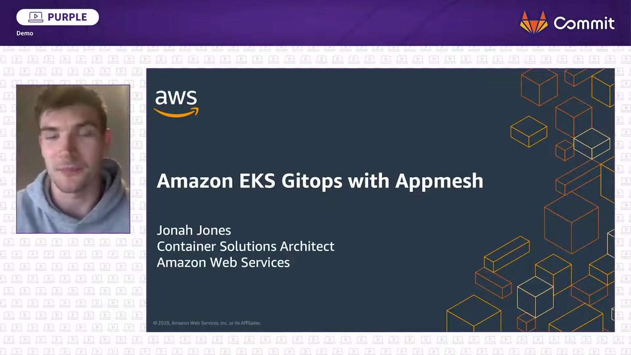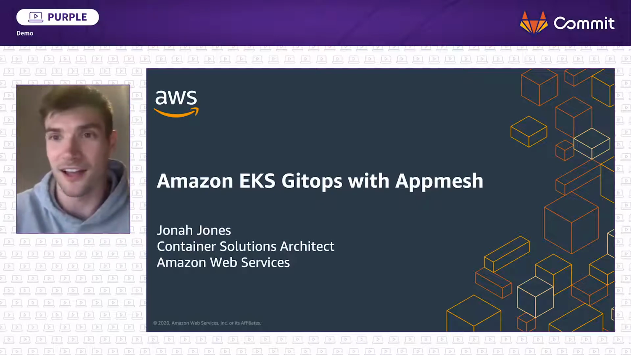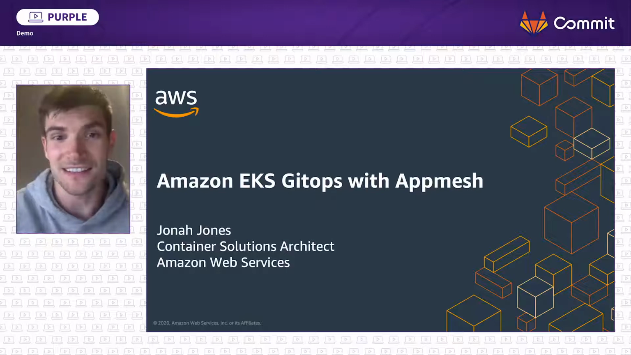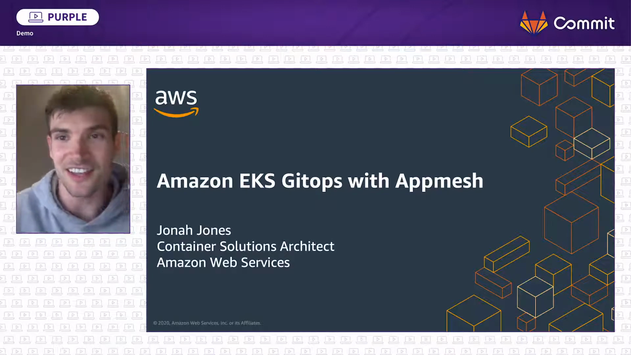I'm Jonah Jones. I'm a Container Partner Solutions Architect at Amazon Web Services, and I'm going to be showing you today in a few minutes how you can set up Amazon EKS GitOps with progressive delivery using AppMesh. So yeah, let's jump into it.